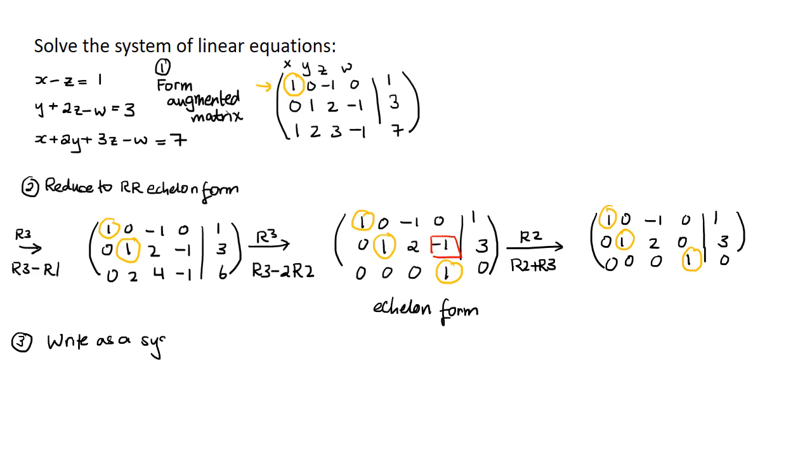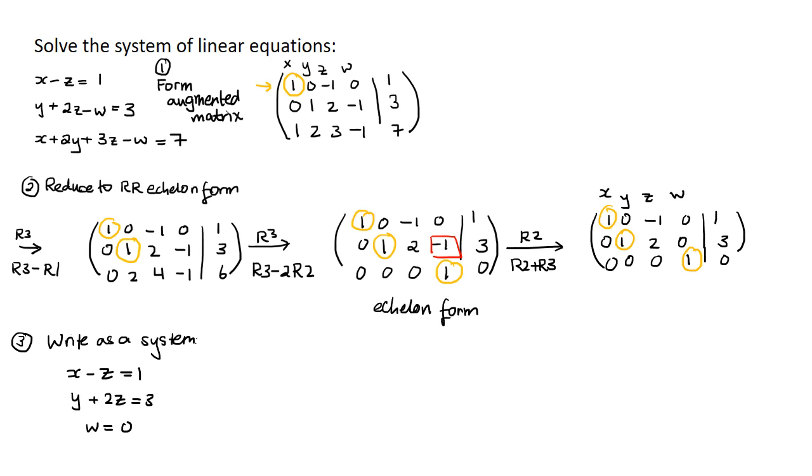So we're going to rewrite this thing as a system. Remember, the first column corresponded to x, so our first equation becomes x minus z is equal to 1, because these were the coefficients of x, and coefficients of y, and coefficients of z, and coefficients of w. Our second equation here is y plus 2z is equal to 3. And our third equation is w equals 0.